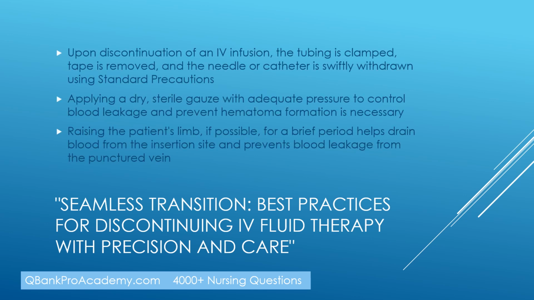Seamless transition: best practices for discontinuing IV fluid therapy with precision and care. Upon discontinuation of an IV infusion, the tubing is clamped, tape is removed, and the needle or catheter is swiftly withdrawn using standard precautions. Ensuring complete removal of the catheter with an intact tip is essential. Applying a dry, sterile gauze with adequate pressure to control blood leakage and prevent hematoma formation is necessary. Raising the patient's limb, if possible, for a brief period helps drain blood from the insertion site and prevents blood leakage from the punctured vein.